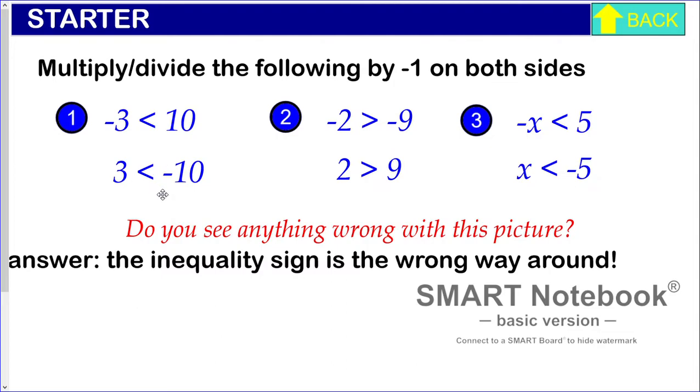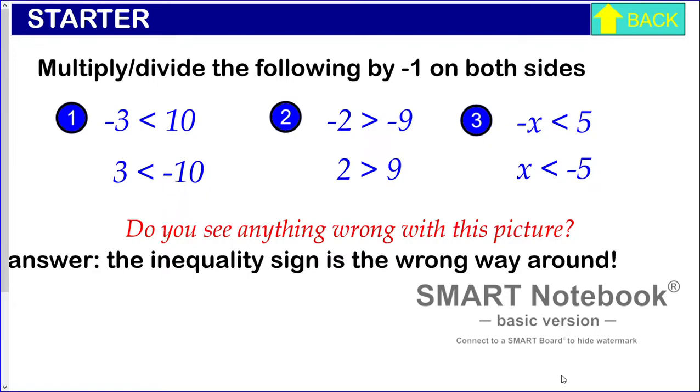3 is not less than -10. 2 is certainly not greater than 9. And here, it's also true. X is not less than -5. This brings us to our first part of the lesson. If you multiply or divide by a negative, the inequality sign will have to be flipped.